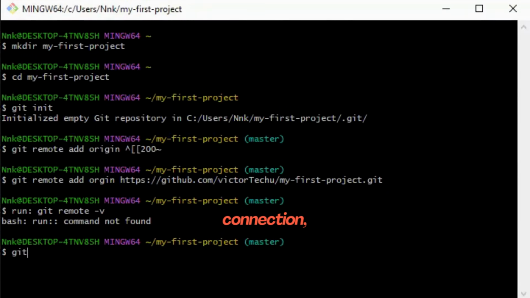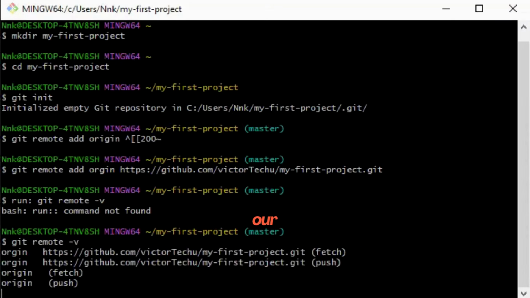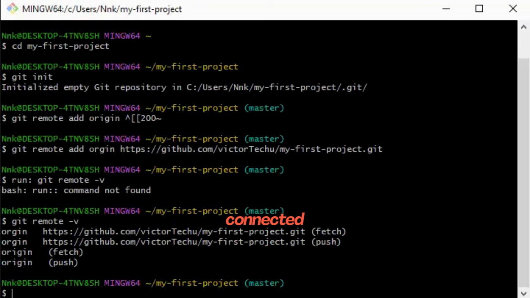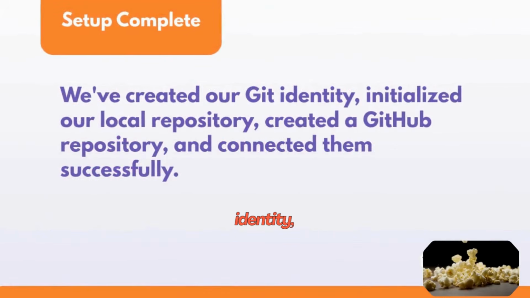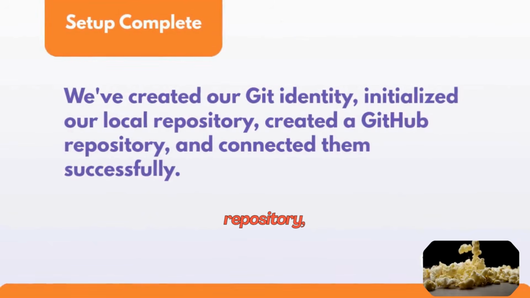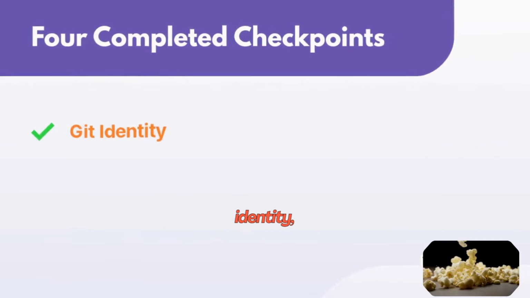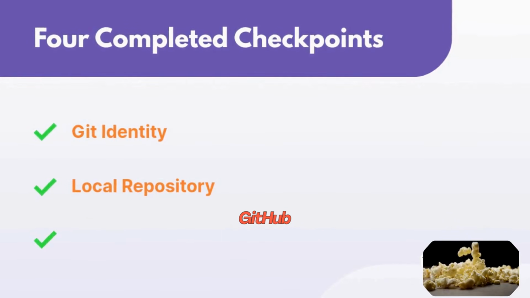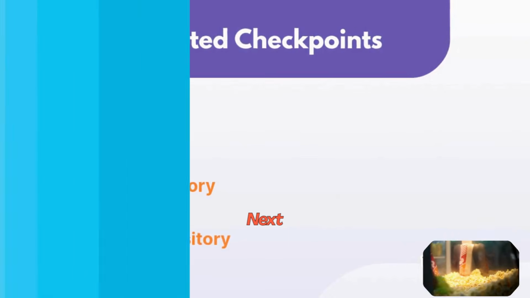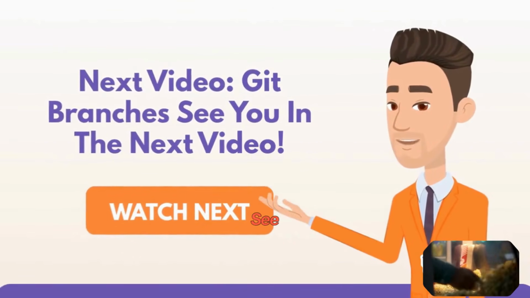To verify the connection, run git remote -v, then press Enter. If the GitHub repository URL appears in the output, our local Git repository is now connected to GitHub. We have created our Git identity, initialized our local repository, created a GitHub repository, and connected them successfully. Three completed checkpoints: Git identity, local repository, GitHub repository. Next video, Git branches. See you in the next video.